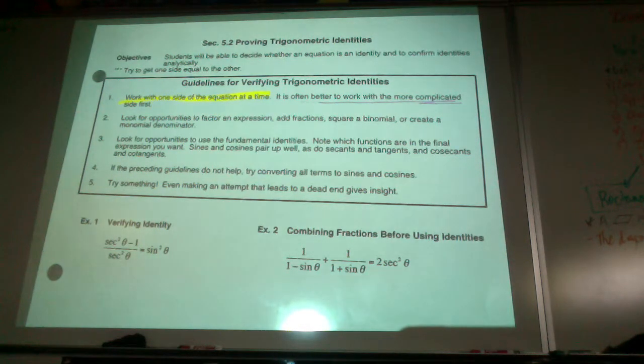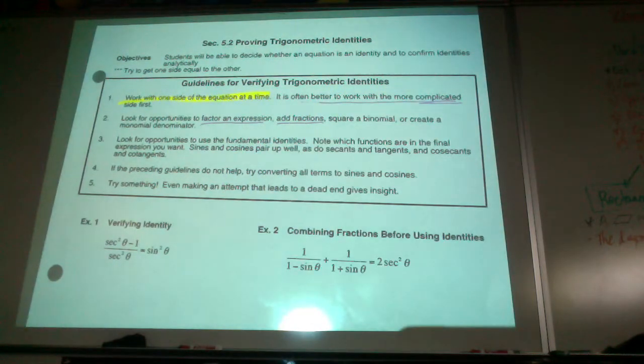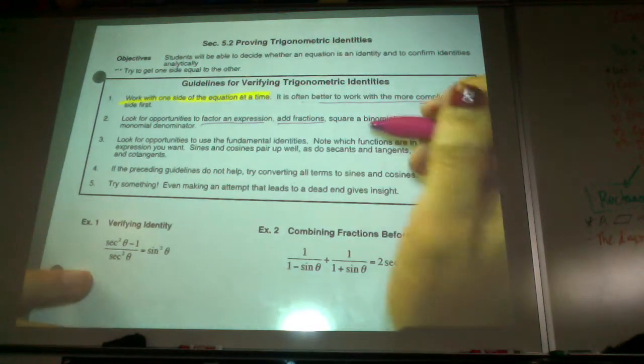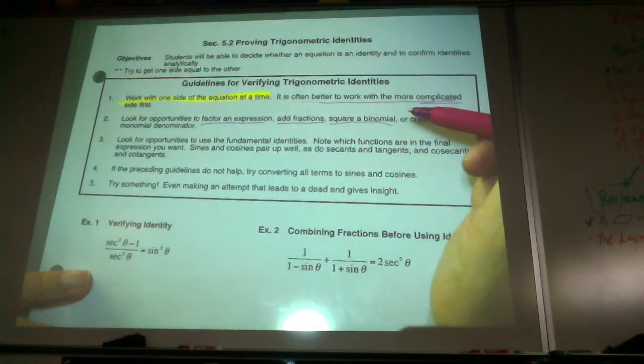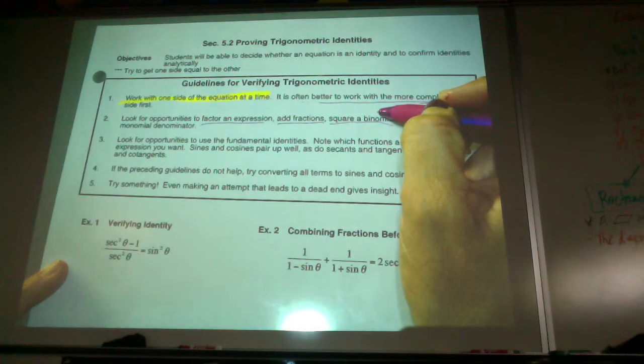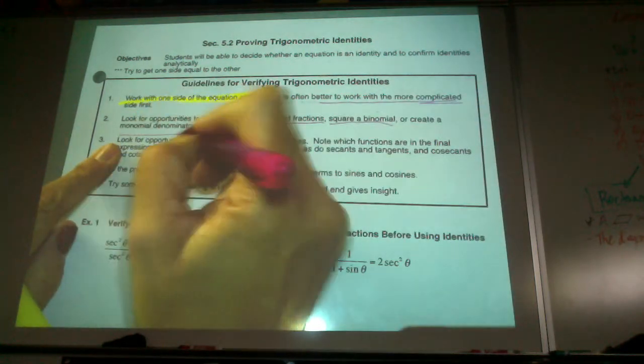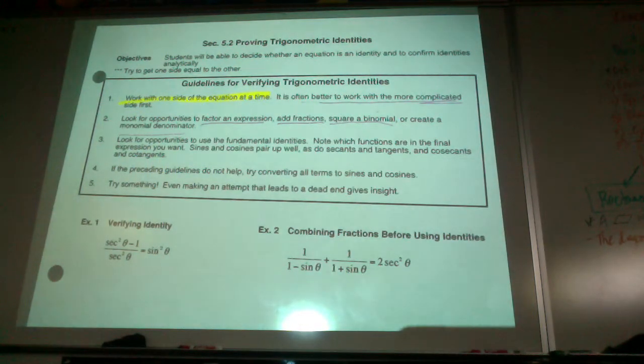Step 2 says look for opportunities to factor an expression. So we've talked about that before. If you can factor something, factor it. If it's already factored, multiply it. We also talked about changing everything to sines and cosines. If you have 2 different fractions, add them together, find the LCD. If you have a binomial, we'll do this today, square it out properly. A binomial a plus b quantity squared is not a squared plus b squared. It has a middle term. Or create a monomial denominator. We'll do that today as well. So you have a binomial denominator. We're going to create that and convert it to one monomial. There's a reason for that.